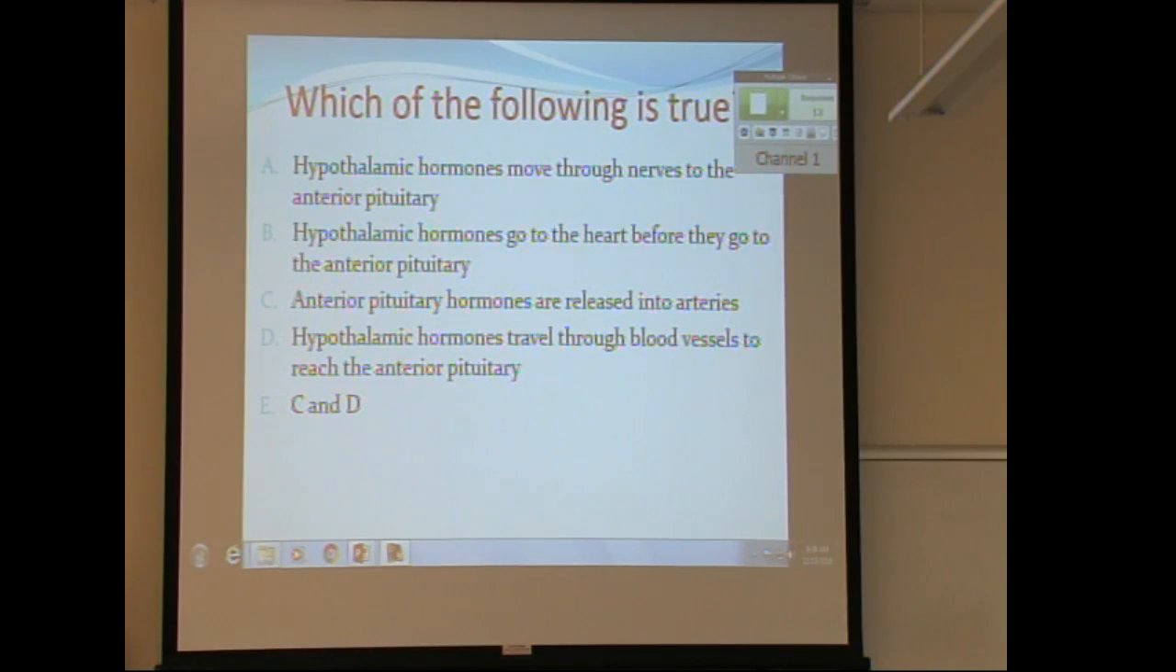What's wrong with C? What are they released into? That's the hypothalamic hormones, or into the arterioles. It is capillaries. That's because capillaries give you more surface area, so you can get more hormones into the blood faster.